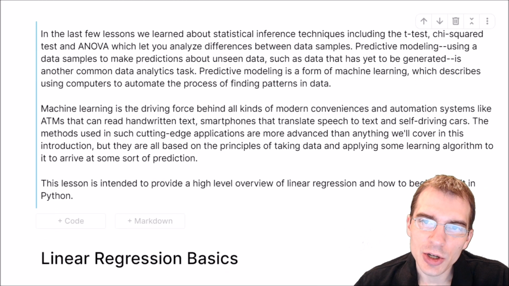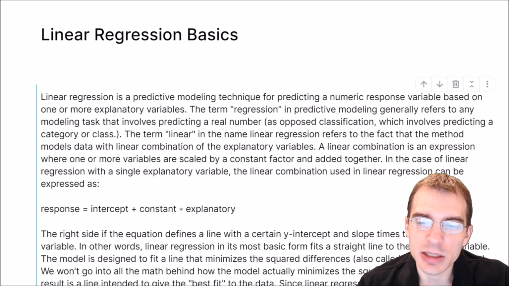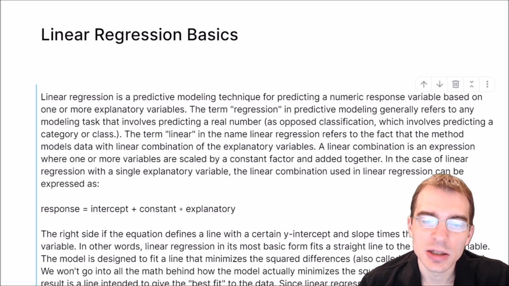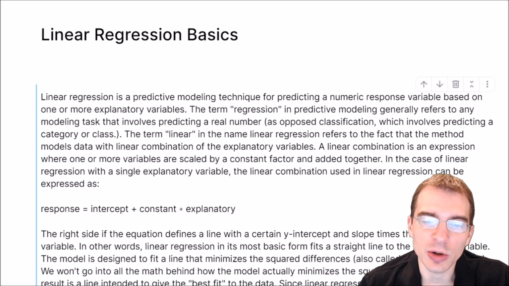Now, linear regression is one of the most basic and foundational predictive modeling techniques that involves predicting a numeric target variable based on one or more explanatory variables. The term regression, when used in predictive modeling, generally refers to any task where you're trying to predict a real numbered target, as opposed to classification, where you're trying to predict a category or class.